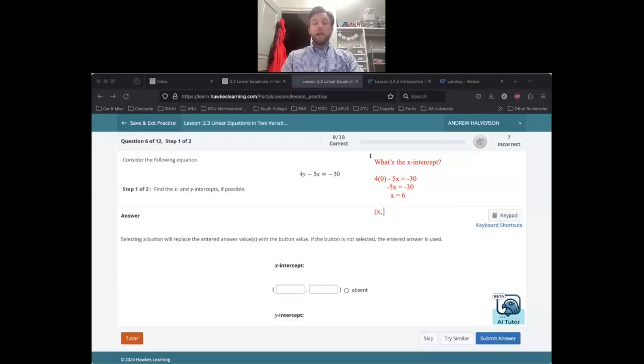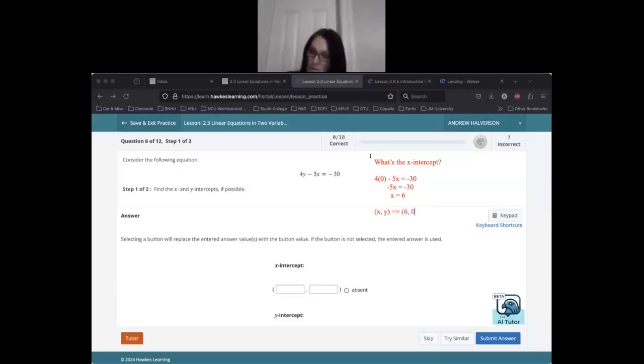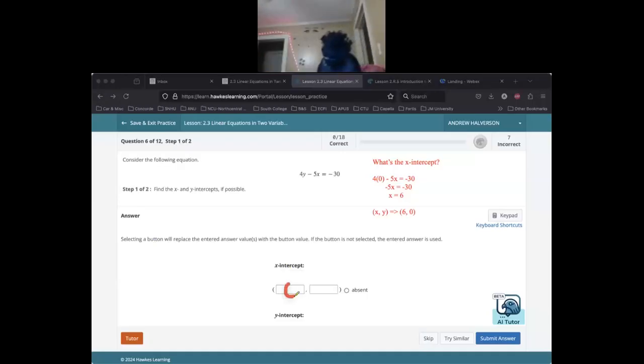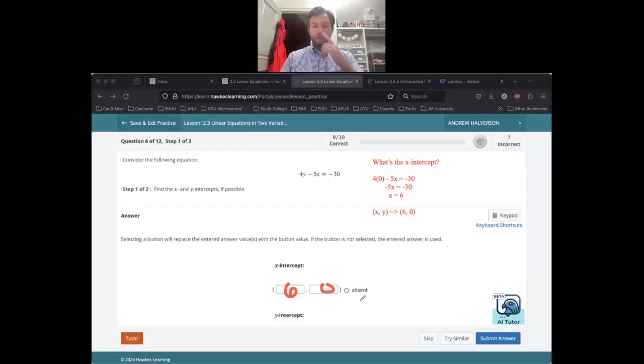So the x-intercept as an ordered pair is what? 6 comma 0. The 6 is the x value. The y is 0 because it's an intercept, the x-intercept. So we put in a 6 here and a 0 there. Let me pause. Questions on that part? On finding the x-intercept.